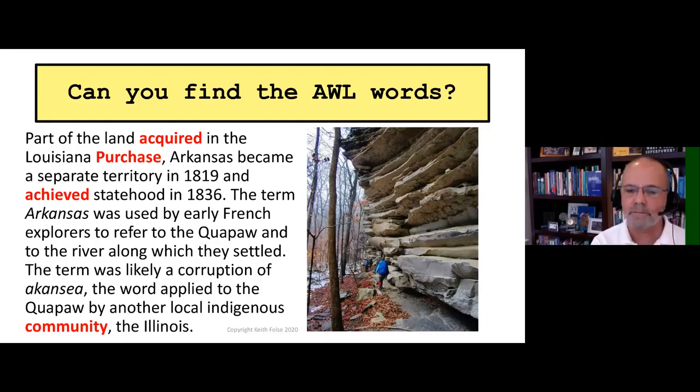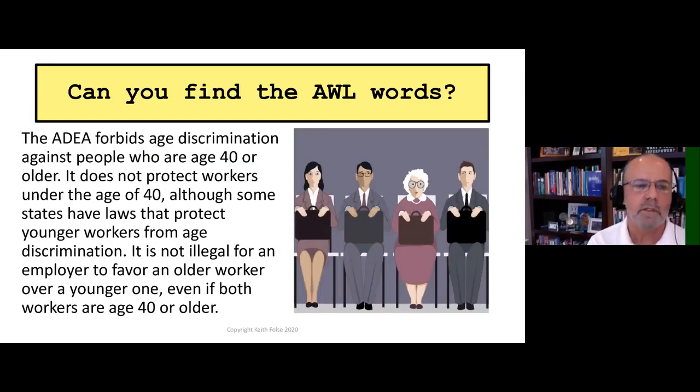Let's see how else you can do. So here's the other one. Can you find the AWL words here? The ADEA forbids age discrimination against people who are age 40 or older. It does not protect workers under the age of 40, although some states have laws that protect younger workers from age discrimination. It is not illegal for an employer to favor an older worker over a younger one, even if both workers are age 40 or older. So I'll give you 30 seconds or so. Can you find the words here? How many do you think are here?